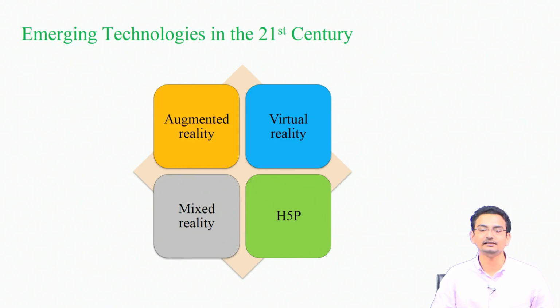Now, H5P is basically an open source framework based on JavaScript, where you can use HTML5 scripts to create your interactive contents. So, these are the four very important and emerging technologies which can help you to develop your 3D simulation, especially for abstract concepts in science or mathematics. It is very helpful and very powerful.